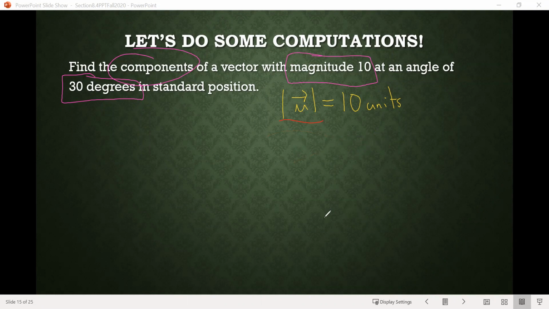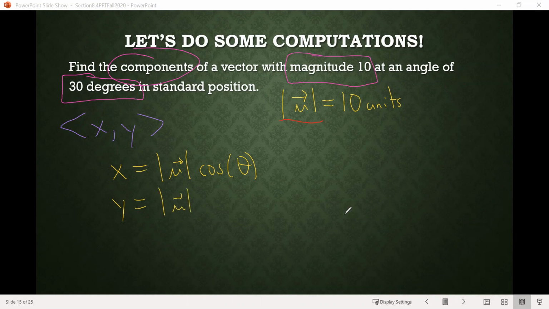All right, so we need to find the components, which means we need to find the x and y components, so the horizontal and vertical components. You may recall from earlier in this section that we have some formulas for these. The x component is the magnitude of the vector times the cosine of the angle, and the y component is the magnitude of the vector times the sine of the angle. Even though they look kind of new, they're very similar to x equals r cosine and y equals r sine that we had with polar coordinates.